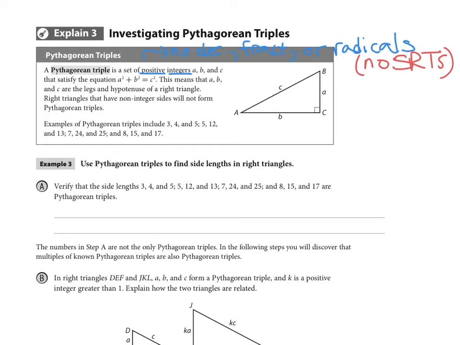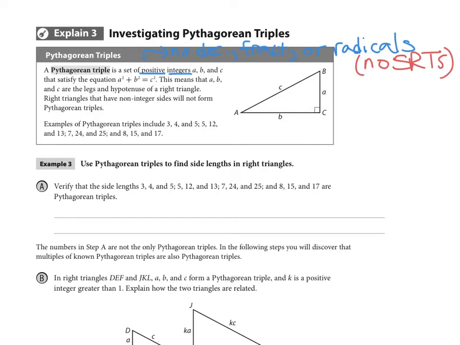Just whole numbers, okay? Really, positive integers means the single counting numbers, basically. Obviously we can't start with 0 because we don't want a side length of 0, but positive integers 1, 2, 3, and so on.